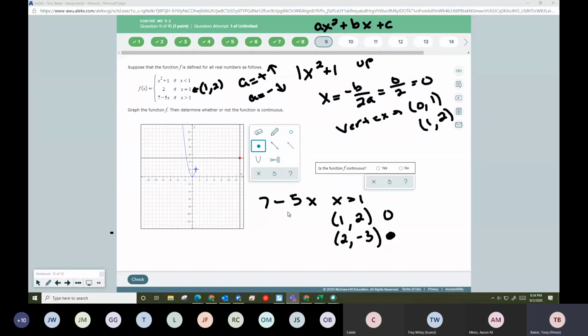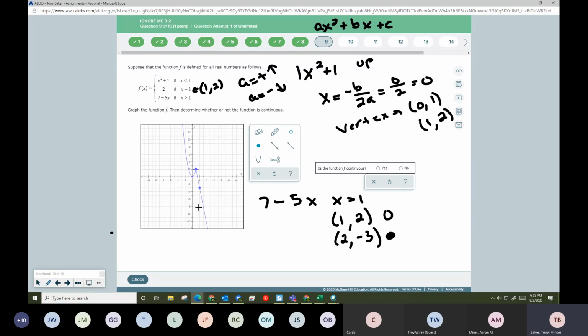So this one, I got the 7 minus the 5x, so I got those 2 points. Since I already have an open or closed dot at 1, 2, I don't need to put an open dot there now. I'm just going to leave that point there. But I do need to graph the other one. So my other closed dot's at 2, -3. So I'm going to put that dot there. Now we connect the dots.